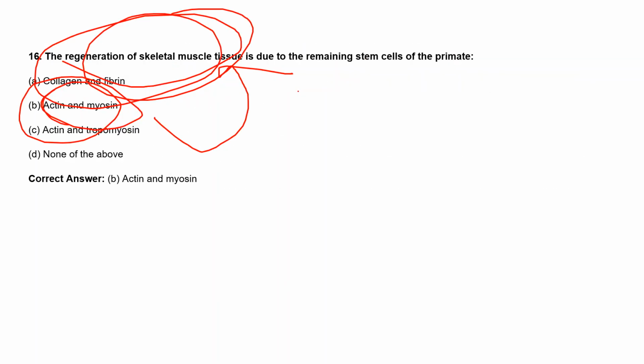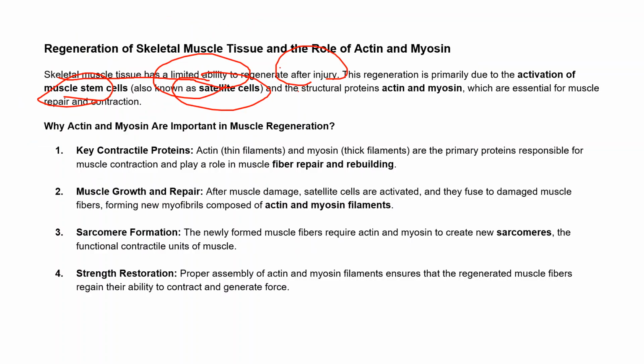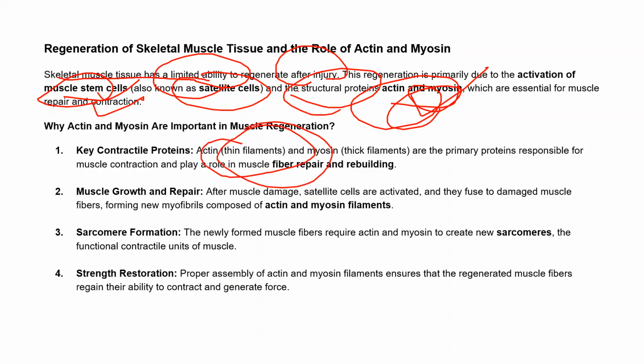And the second thing here, we can see that there is no option as such as satellite cells. The regeneration ability is also due to the structural proteins present, that is actin and myosin. Due to the activation of the muscle stem cells, the satellite cells, and the structural proteins actin and myosin, which are essential for muscle repair and contraction. Why are actin and myosin important in muscle regeneration? Because these two are the key contractile proteins. Actin is the thin filament and myosin is the thick filament. Here is actin and this one is the myosin.